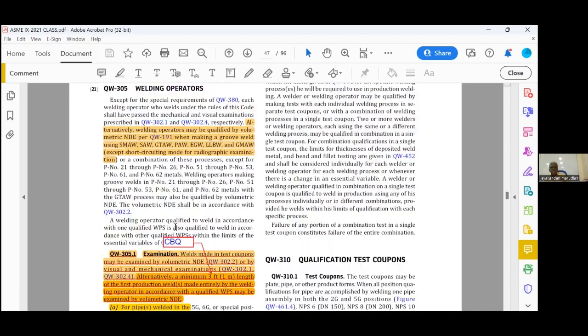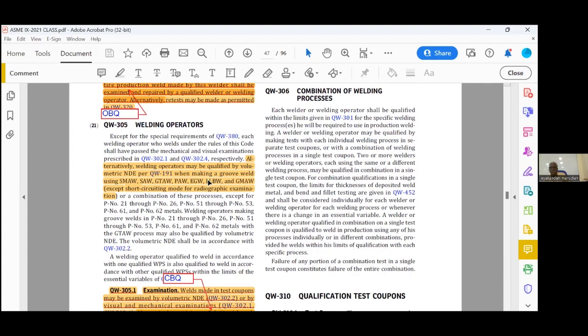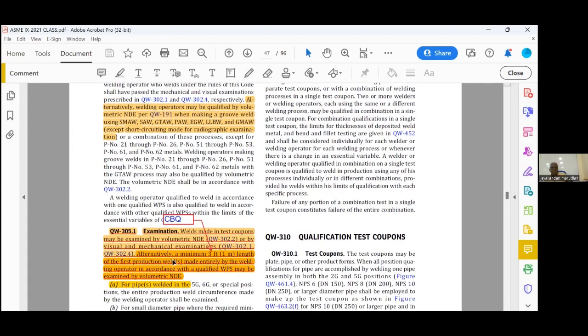Then this is, see, this is 305 welding operators. Production weld 3 feet you have to take radiography. Highlight this one. Alternatively, a minimum 3 feet length of the first production weld entirely made by the welding operator may be examined by volumetric NDE. So for production weld, if you are doing radiography, you have to take 3 feet.